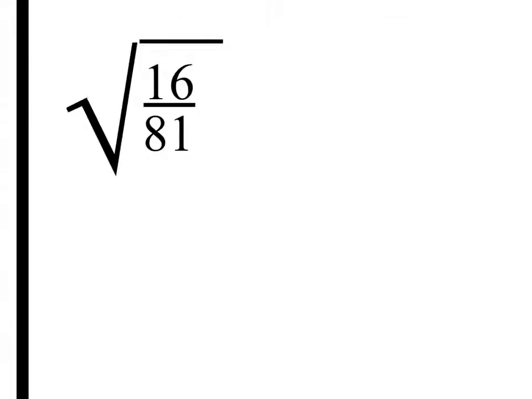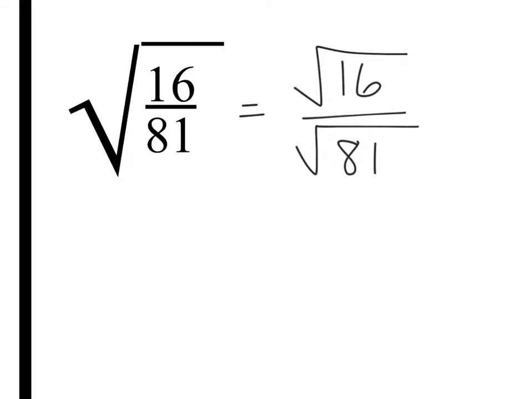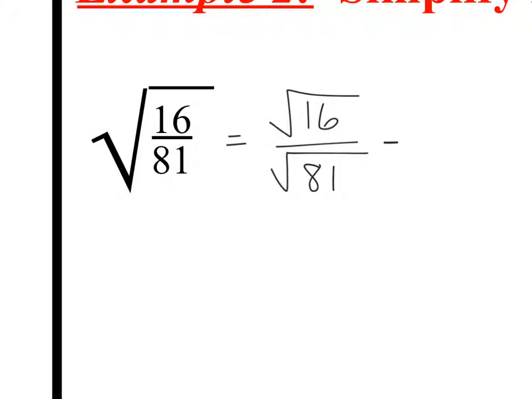Okay, so we'll split this up into 2 square roots, into the square root of 16 over the square root of 81. And those are both perfect squares. What's the square root of 16? 4. Square root of 81? 9. Leave it as a fraction, 4/9.